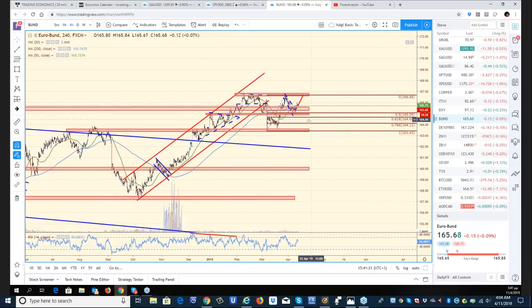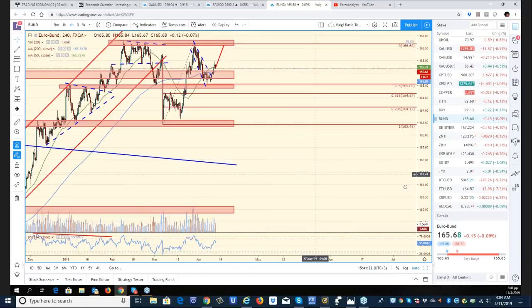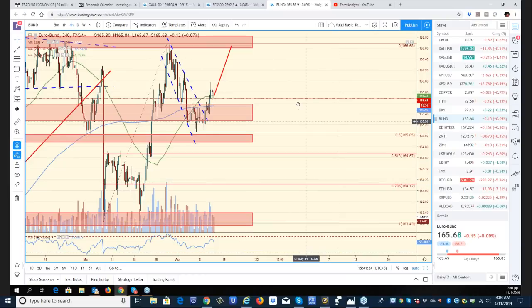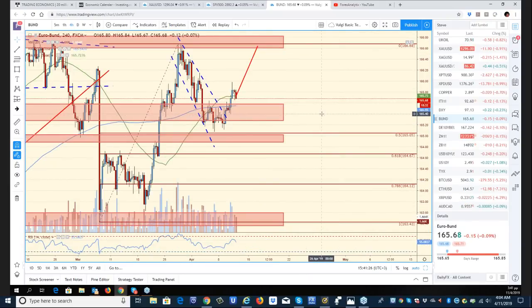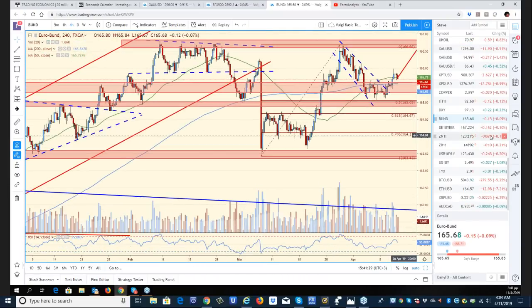I think that we need to respect the possibility for more upside. And as I said, this divergence in how they technically look, the bunds in comparison to the treasuries, also shows that, for the time being, seeing higher prices in the bund is much more likely than seeing higher prices for treasuries.